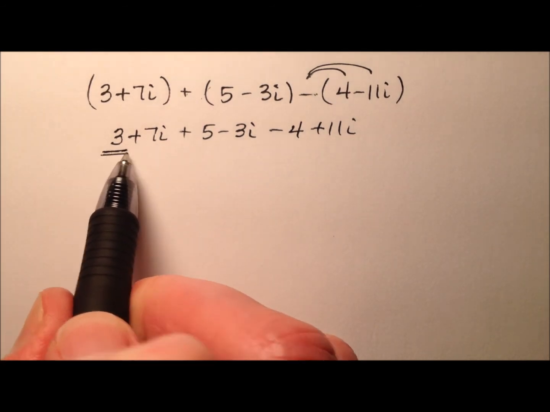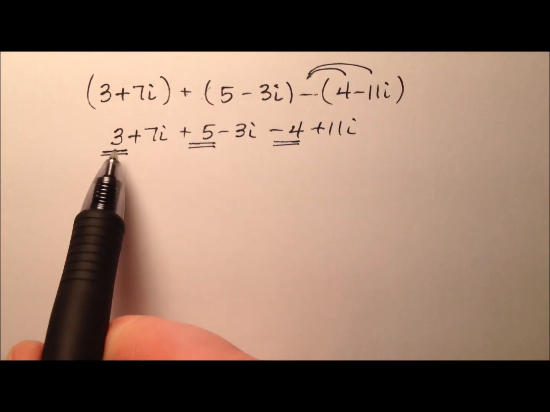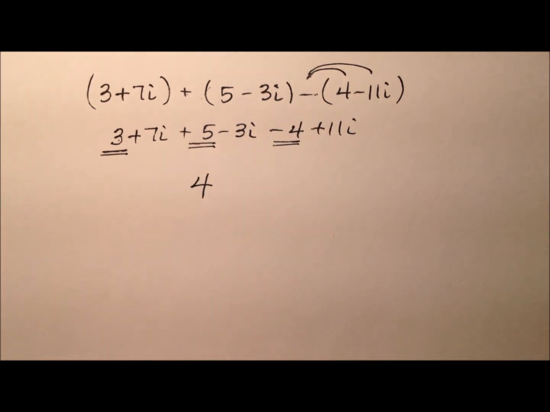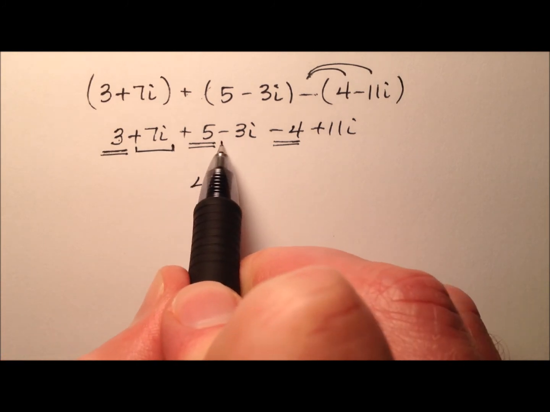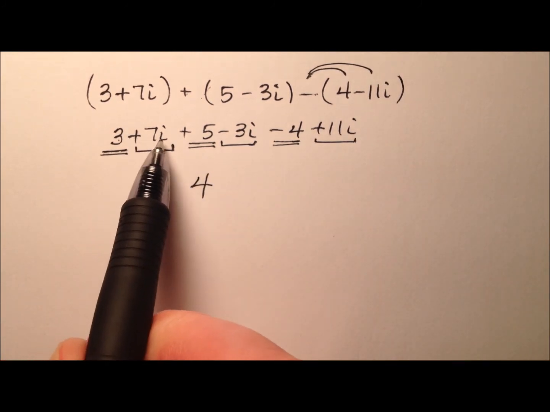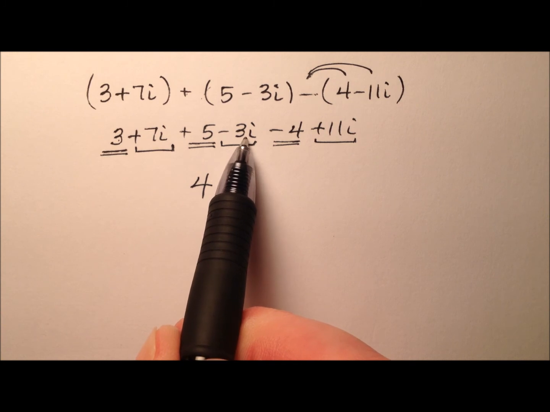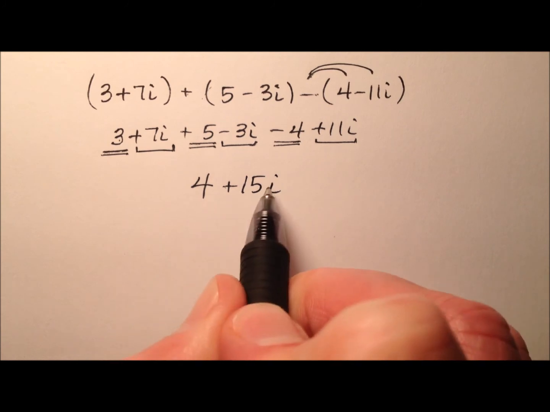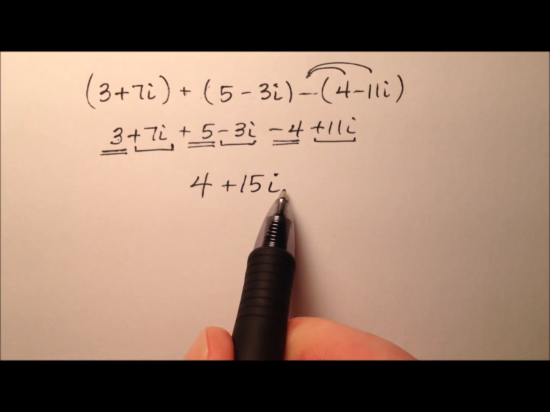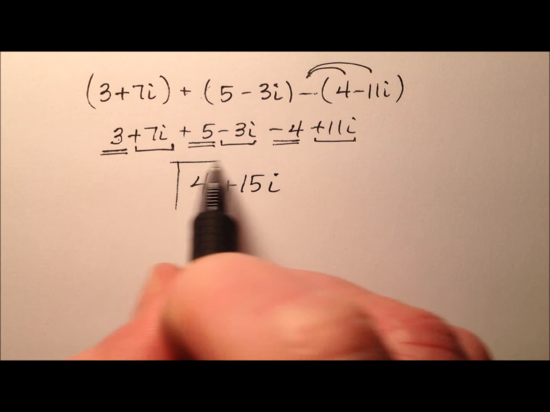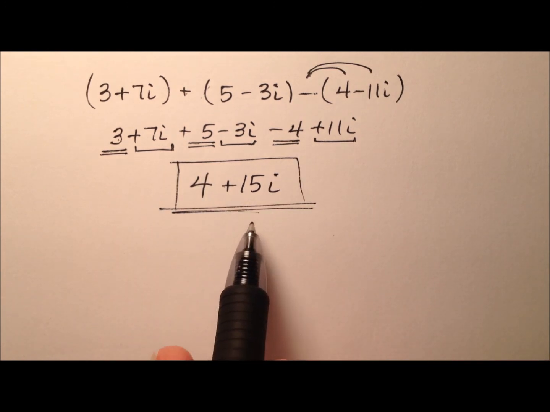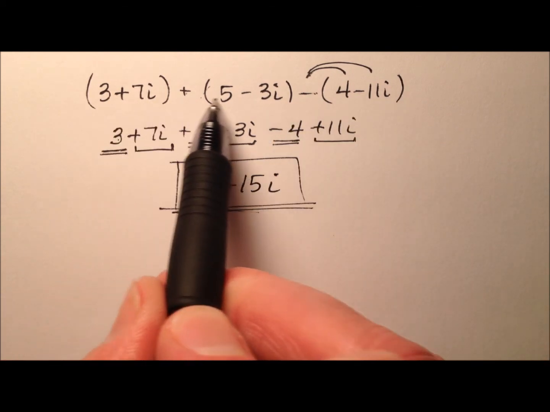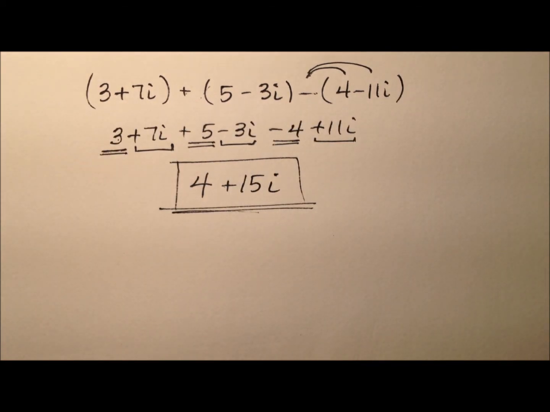So at this point, I can add all my real parts together. So 3 plus 5 is 8, minus 4 is 4. And then my imaginary parts I will also combine. So 7i minus 3i is 4i. And then plus 11i is 15i. And I have it written in a plus bi form, so standard form. So I know that I'm done. I can't simplify it anymore. So this 4 plus 15i is the simplified version when I add and subtract these three complex numbers.